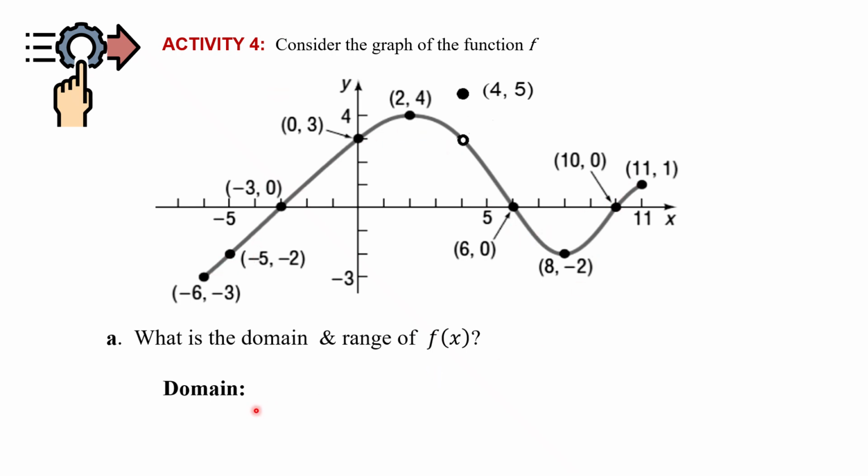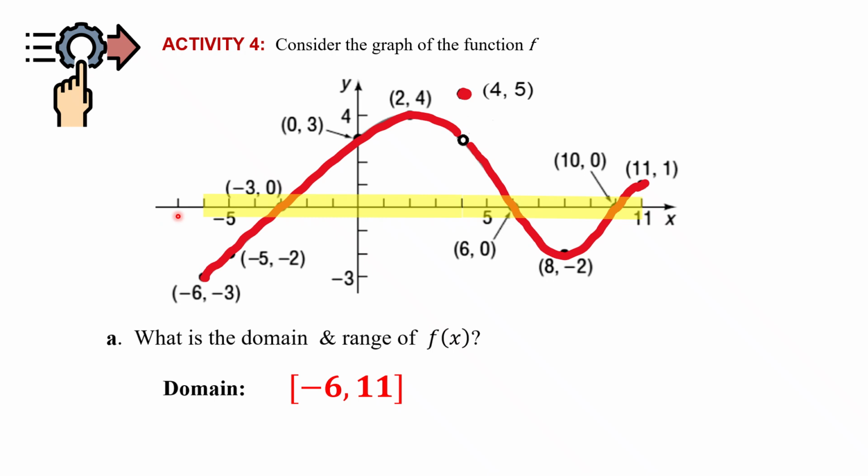In finding the domain on the graph of the function, you will look at the horizontal part from the leftmost part of the graph moving to the right and check if there's any gap or hole on the graph. Domain are all the values of x on the graph. So the domain is from -6 up to 11.